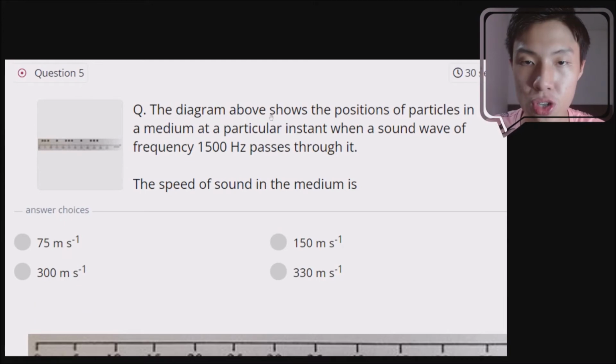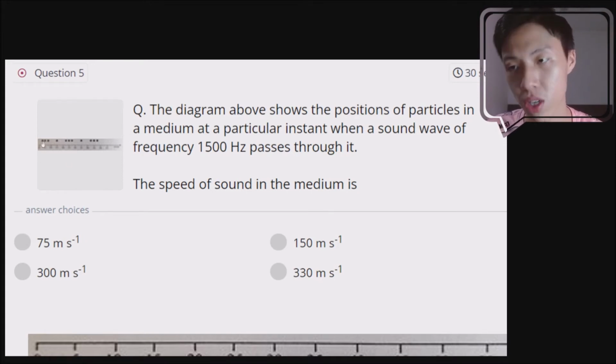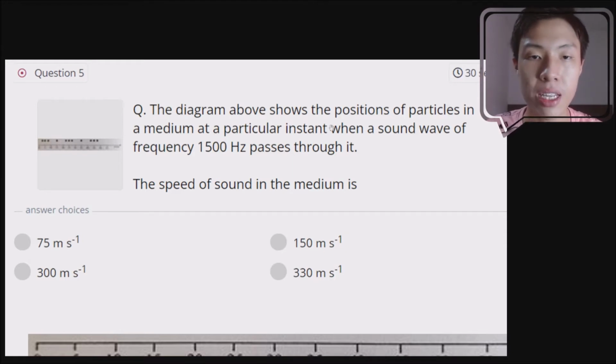The diagram above shows the position of the particles. So these black dots here are particles in the medium. So let's say this is air molecule. So these are a few air molecules that we are interested in at a particular instant.